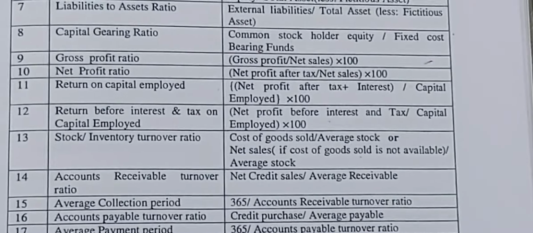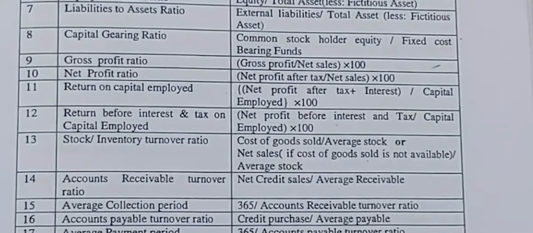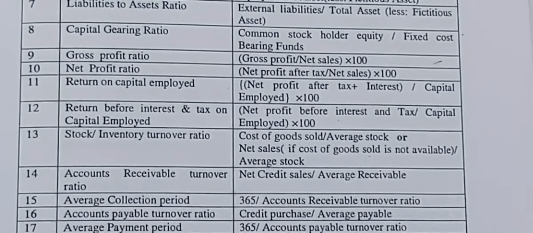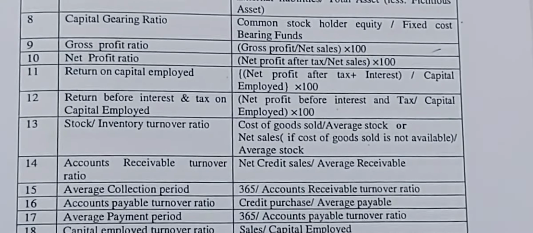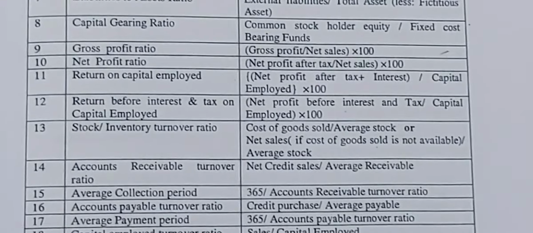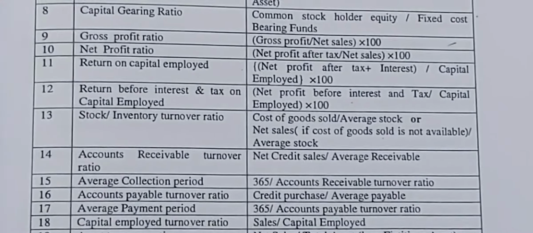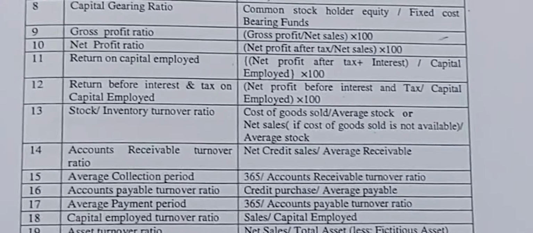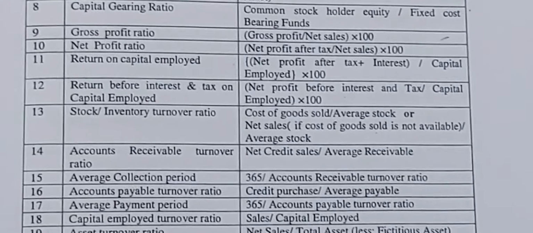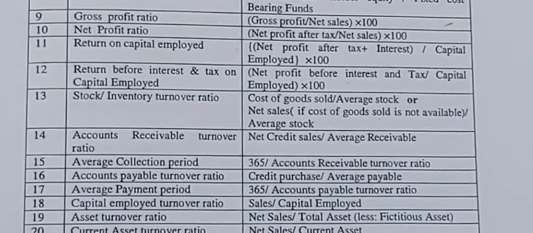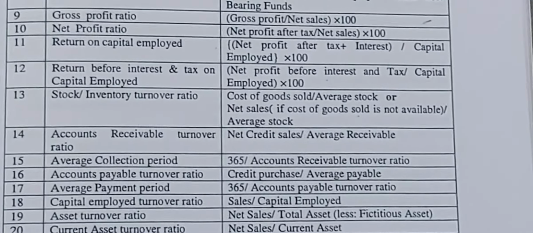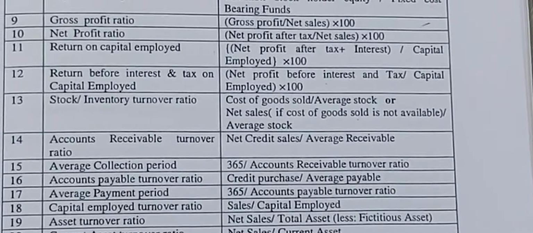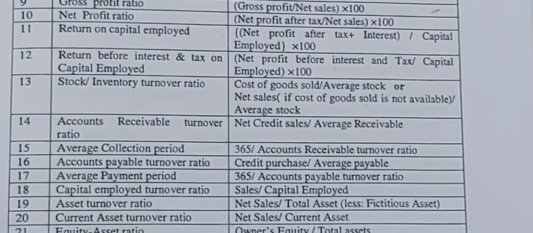Number 16, accounts payable turnover ratio: credit purchase divided by average payable. Average payment period: 365 divided by accounts payable turnover ratio. 18, capital employed turnover ratio: sales divided by capital employed. Assets turnover ratio: net sales divided by total assets except fictitious asset.